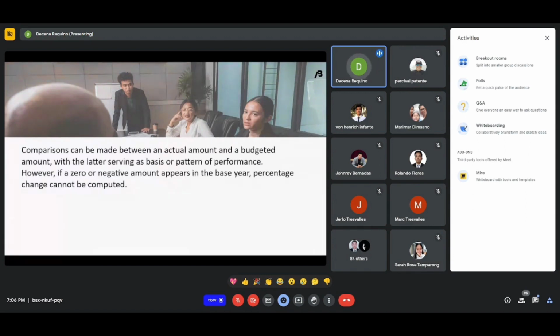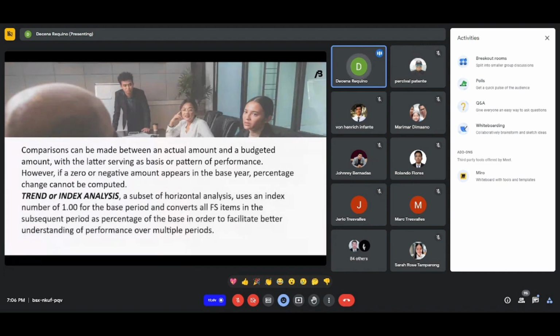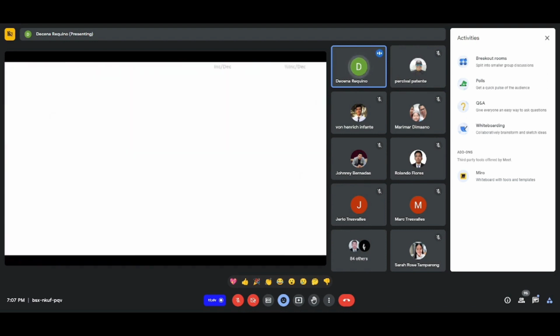Comparison can be made between an actual amount and a budgeted amount, with the latter serving as a base or pattern of performance. However, if a zero or negative amount appears in the base year, percentage change cannot be computed. Trend or index analysis, a subset of horizontal analysis, uses an index number of 1 for the base period and converts all financial statement items in the subsequent period as a percentage of the base in order to facilitate better understanding of performance over multiple periods.